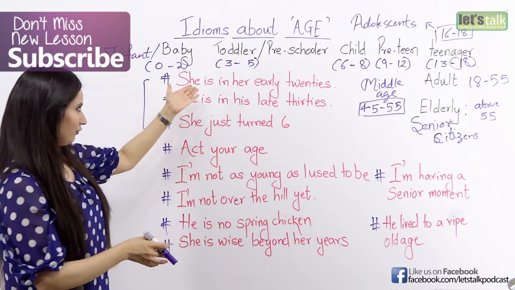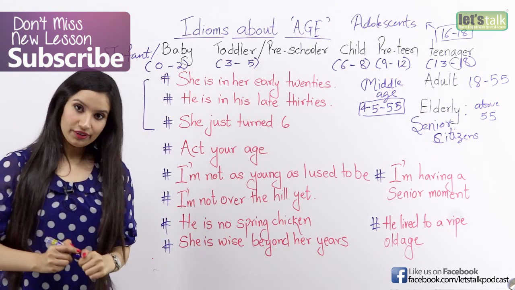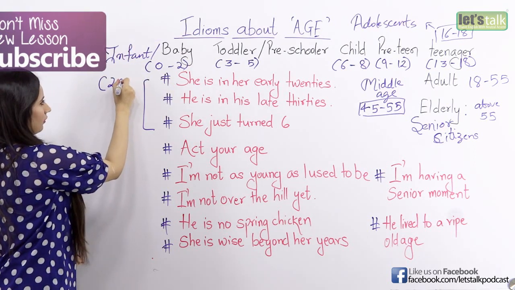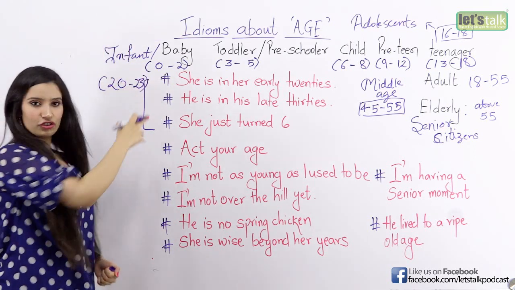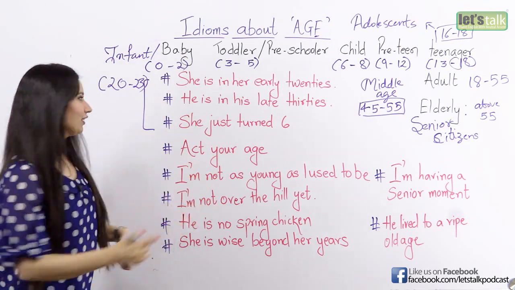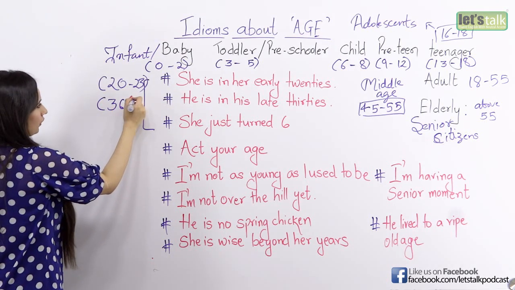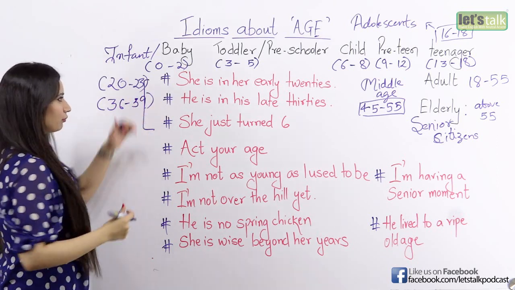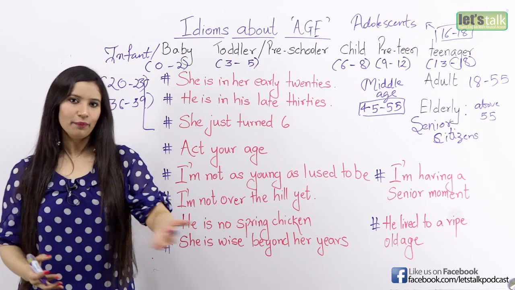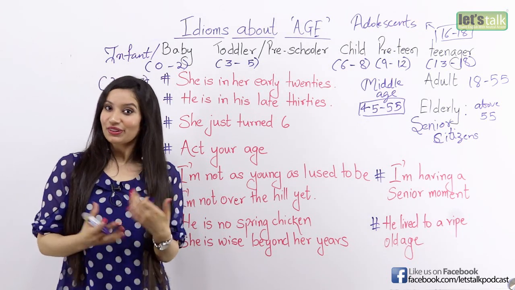So here, the first phrase, she's in her early 20s. That refers to an age group of 20 to 23. The second one here, he's in his late 30s, refers to an age group of probably 36 to 39. In both these cases, if somebody asks you your age and you don't want to tell it to them, then you can always tell them, I'm in my early 20s or I'm in my late 30s or anything of that sort.